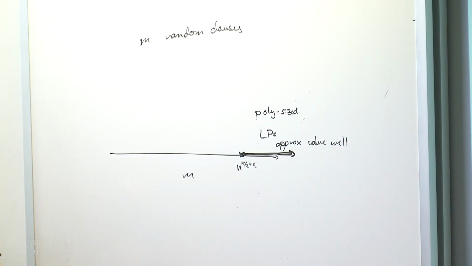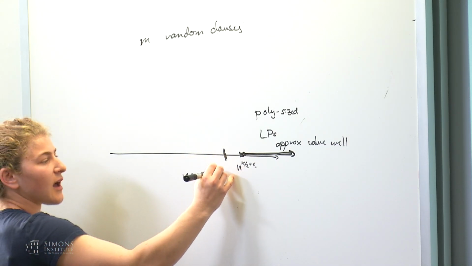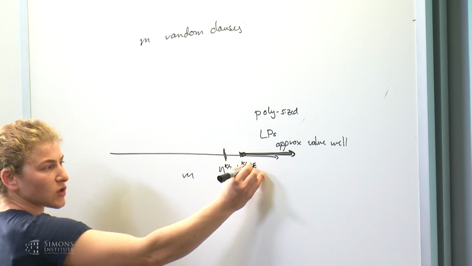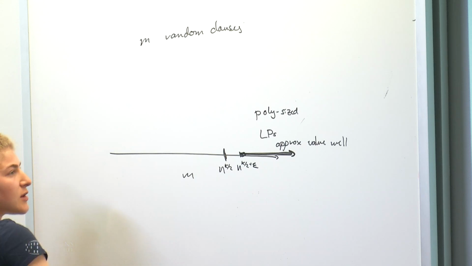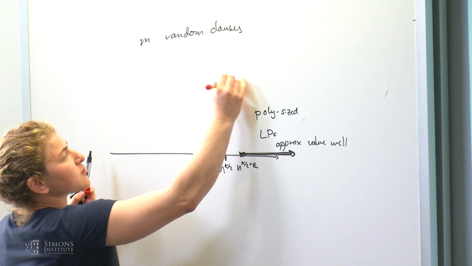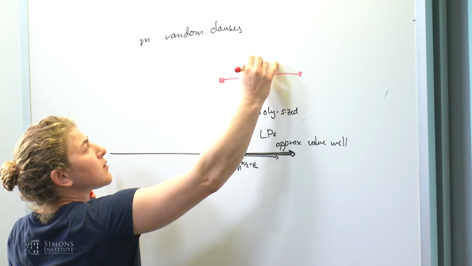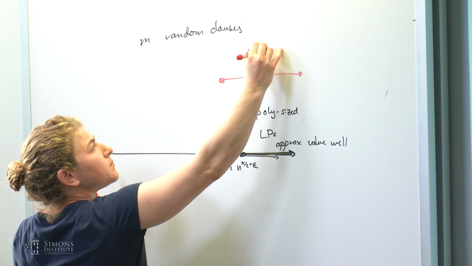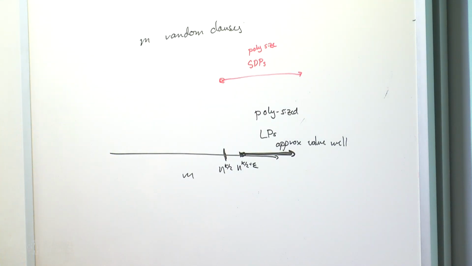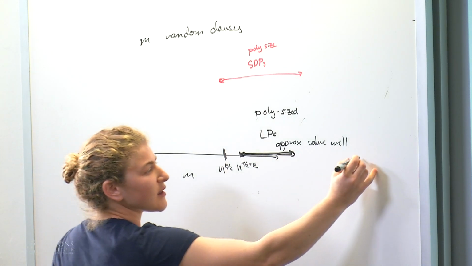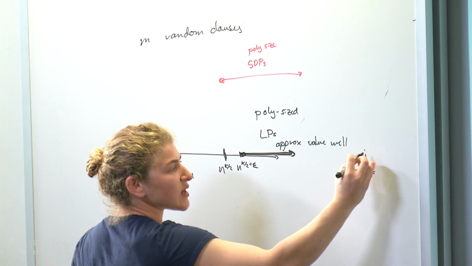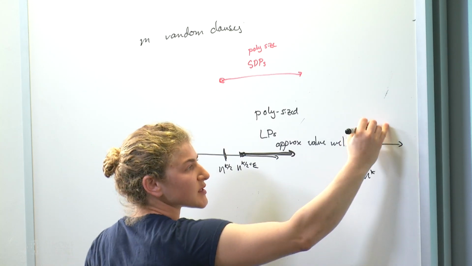What I want to do is compare this to what semidefinite programs can do, right? In semidefinite programs, you need n to the k over 2 constraints in order to certify the value well. So this is the regime where SDPs work in polysize. A priori, what I thought would be true is that you'd need something like n to the k constraints for LPs. So this was a hypothesis.